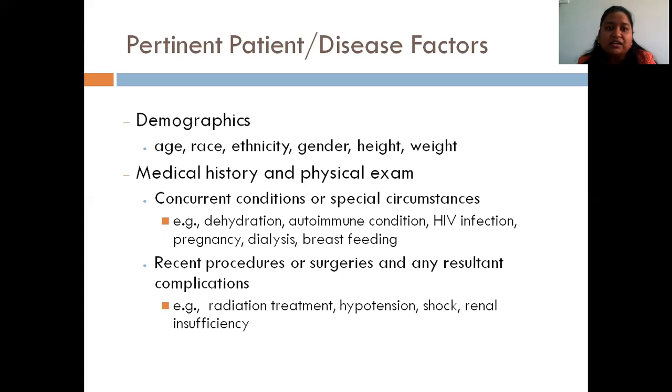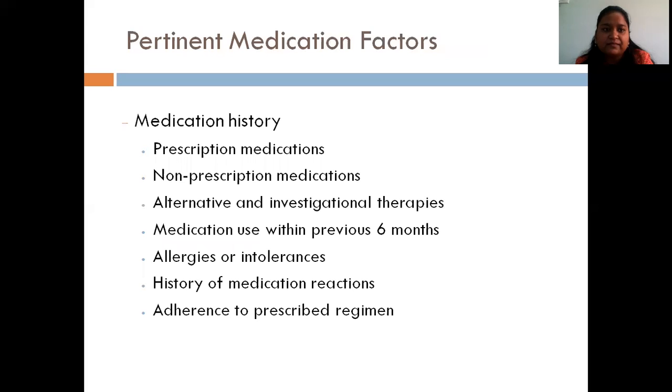Okay, so next is the pertinent patient or disease factors. All the demographic details, age, race, ethnicity, gender, height and weight, all the information should be collected. Their medical history, physical examination history, concurrent medications, or special circumstances of the patient have to be included. Next, all the surgeries or previous surgeries, recent procedures, and if the patient is taking any treatment, all the information has to be included in the pertinent patient or disease factors.